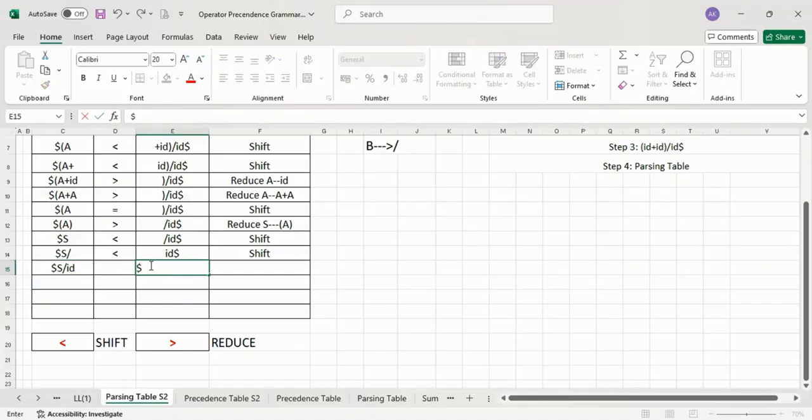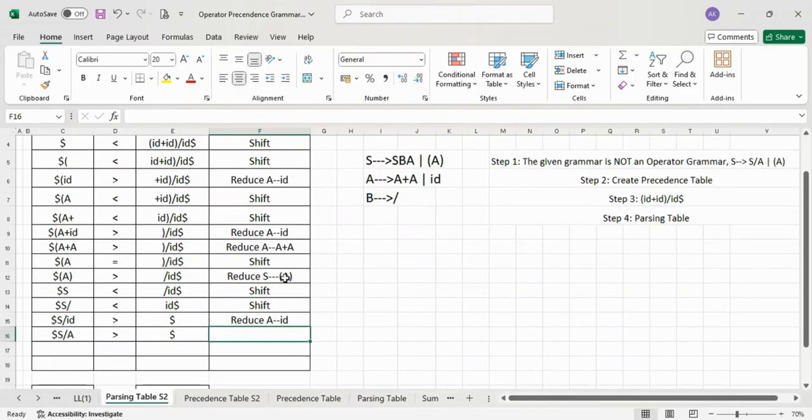I am left with dollar in my input. Now I compare id and dollar. So yes, id has highest priority. Hence the grammar which I will be using for reducing is A giving id. Thus my stack will be updated as S divide A, because of reduce, id is replaced with A, and my input is dollar. Now I compare division sign and dollar. Yes, division has highest priority, so I again reduce.